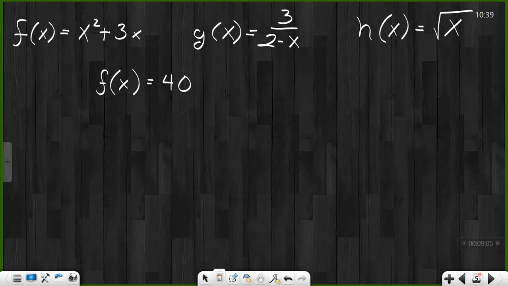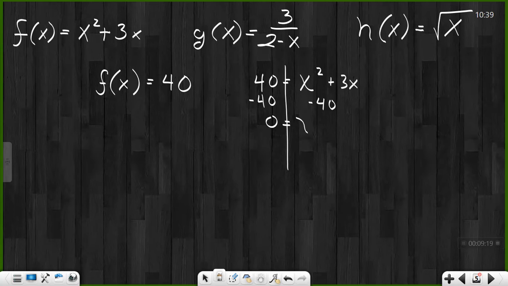Well, f of x equals 40 means that 40 is equal to the relationship of x squared plus 3x. And I want to find the value of x that makes this true. It is a quadratic, so we're going to start by setting it equal to 0. And we're going to go ahead and solve this. Once again, if you find that you are struggling with solving quadratic equations, go back and watch that video.